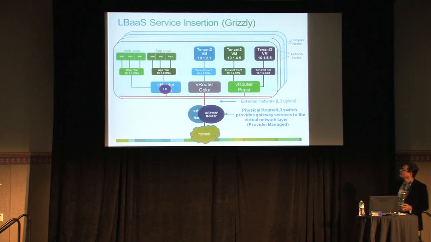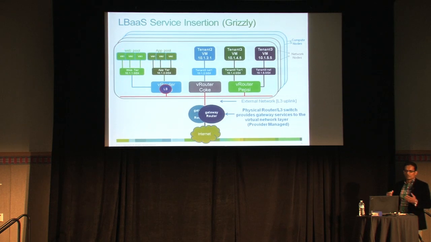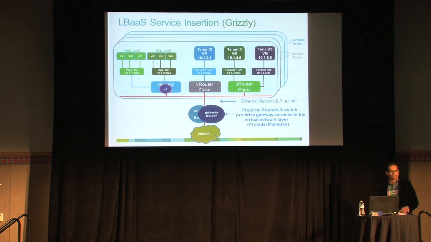In this case, you have also created a web tier and an app tier behind the virtual router, and you are telling this load balancer, whatever traffic comes in, here's a VIP, you just balance traffic to one of these pools. So you create a VIP for each one of these pools and balance traffic. This is called an embedded mode of load balancing. You will see that in Grizzly.